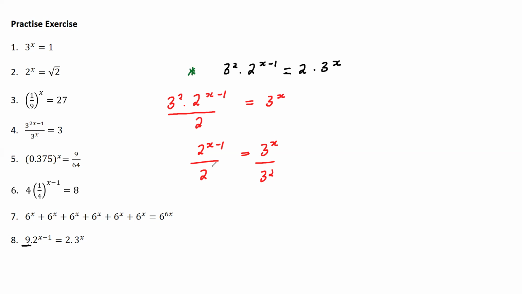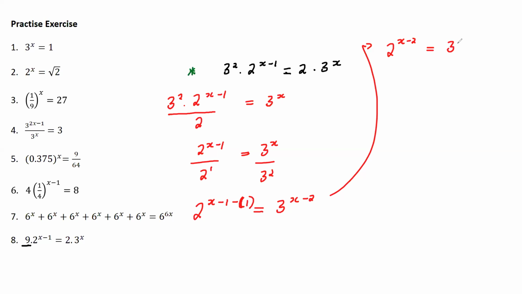This power at the bottom is 1. So it's like 2 to the power x minus 1 minus 1. And this side is like 3 to the power x minus 2. Okay, there's a minus. Let me just put a bracket so that I can remind you that you always put a bracket there. Then eventually, this is 2 to the power x minus 2. And then on the other side is 3 to the power x minus 2.